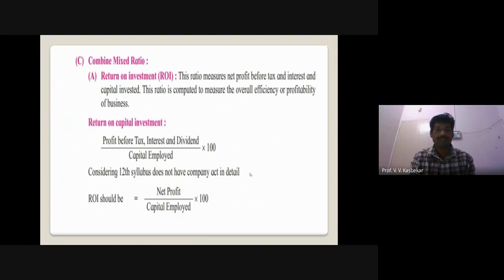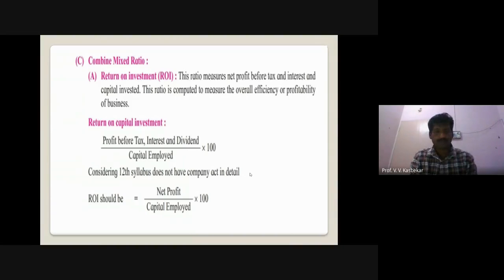So this ratio measures net profit before tax and interest and capital invested. This ratio is computed to measure the overall efficiency or profitability of the business. Okay, what is the formula? Let us see. Return on capital investment, we can say ROI, is profit before tax, interest and dividend divided by capital employed into 100.